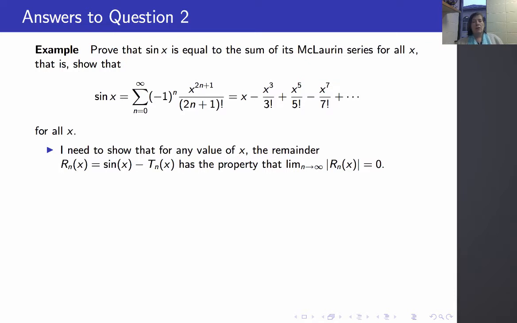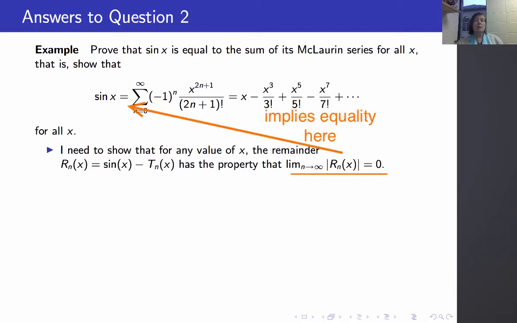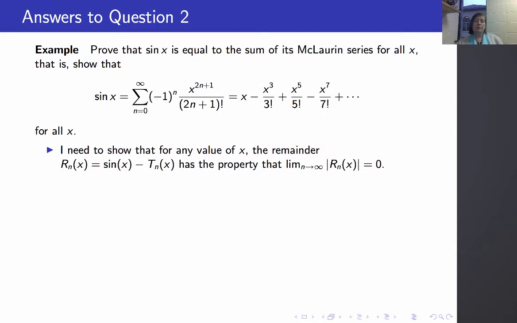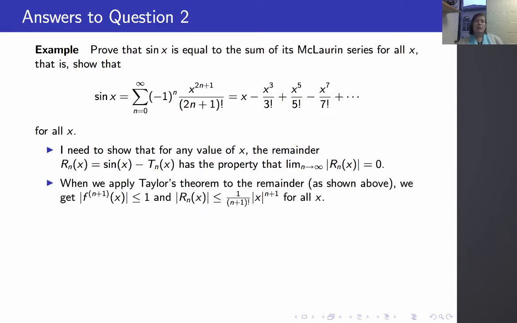of x. In other words, I want to show that sine of x minus the partial sum Tn of x goes to 0 as n tends to infinity. So I want to show that the limit as n goes to infinity of the absolute value of this remainder is equal to 0. What does Taylor's theorem about the remainder tell us?